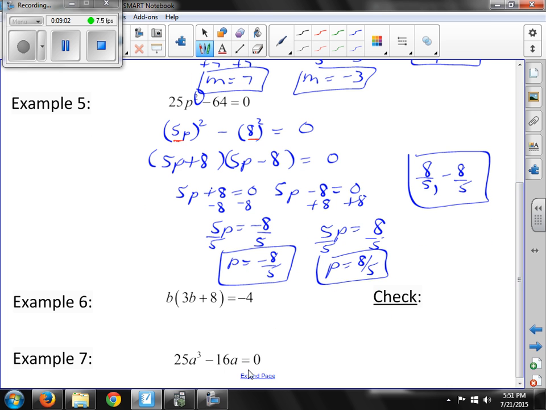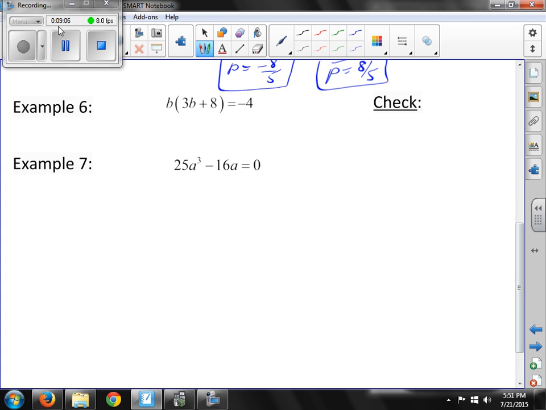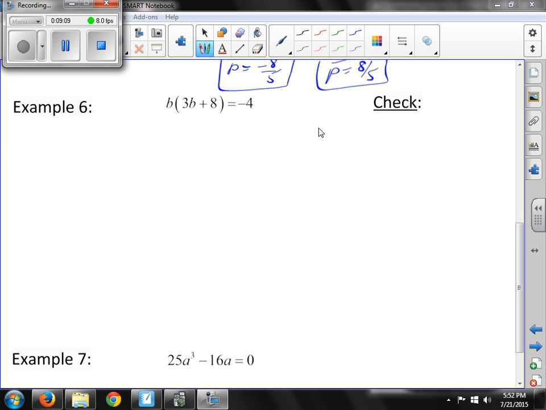Example 6. Example 6, you see, it's been factored, but it's not set equal to 0, so the factoring doesn't count. I'm going to have to multiply it together and just really start over. b times 3b, when I distribute, would be 3b squared plus 8b. When I bring the negative 4 to the other side, it will be plus 4 equals 0. So when I multiply these two together, my AC product, I'll have 3 times 4 is 12.